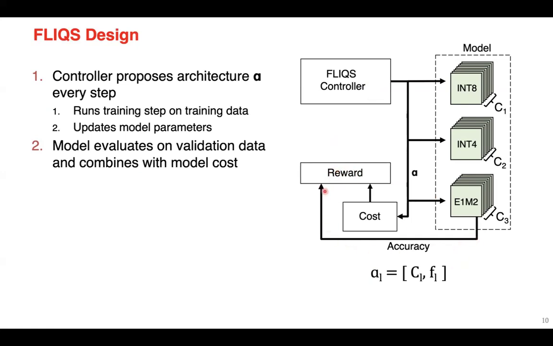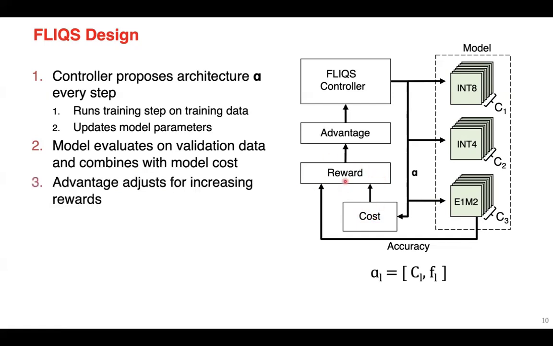So in this case, the accuracy comes in, and the cost represents the actual performance proxy in binary operations. And this is combined into a joint reward, which is then modified slightly and passed to the controller to update its architecture decisions in the future.